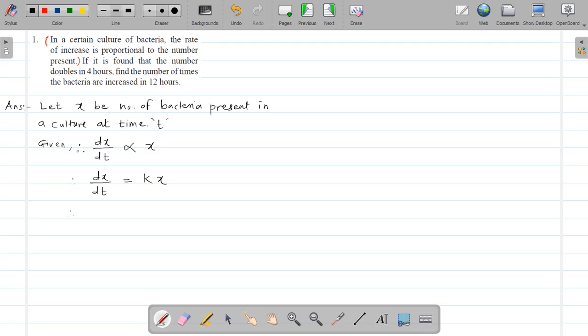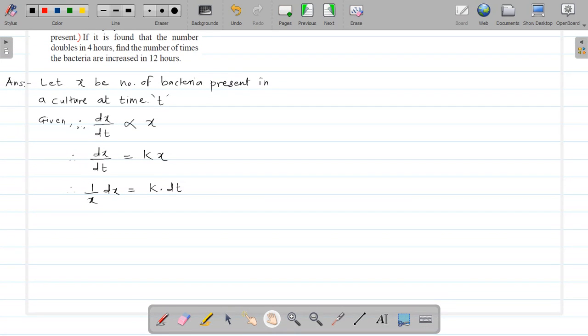Now here it is dx and dt. So in place of that dx we will transfer this x. So we get 1 upon x dx is equal to k into dt. So x is on the left hand side and t is on the right hand side. Now integrating, we get integration of 1 upon x dx is equal to k into integration of 1 dt.